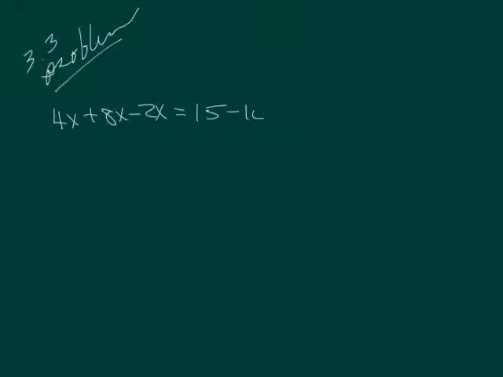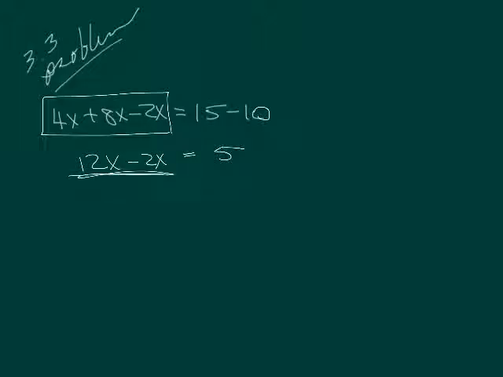We're going to do what we can beforehand, before we start solving for x, so we simplify it first. So we're going to look at these first. We can combine all of those because they all have x's in them, and the exponents on all the x's is 1, so we can combine. 4 plus 8 is 12. 15 minus 10 is 5. 12x minus 2x is 10x equals 5.